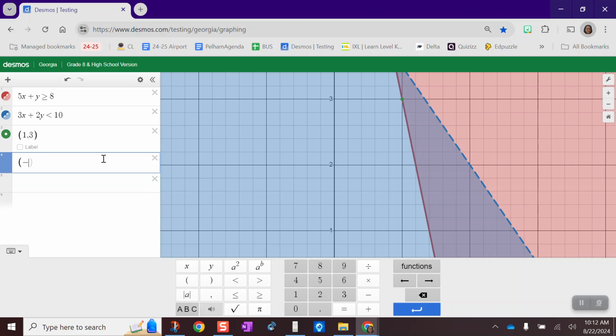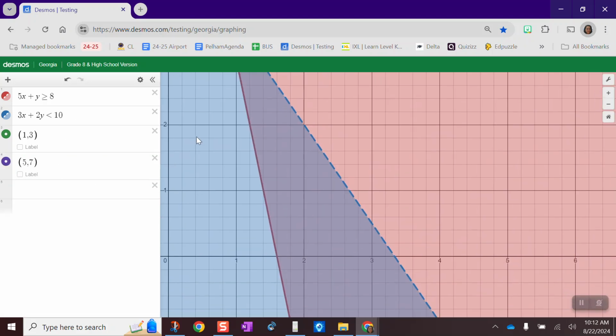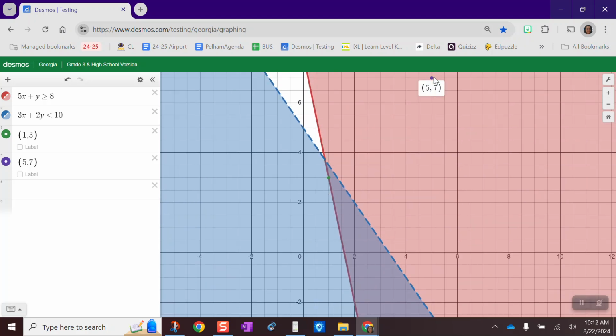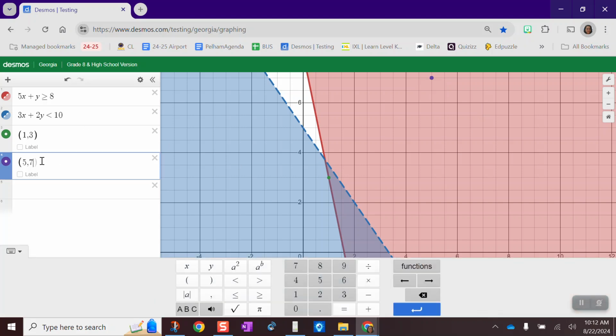All right, how about (5, 7)? Where did it go? Over here. Is that a solution? No. I'm about to make a really, really good point. What about (1, 3)? Is (1, 3) a solution? Yes. What about (2, 2)? (2, 2) is not.